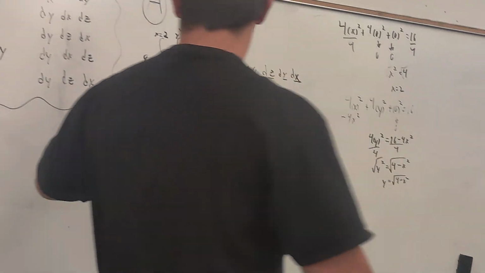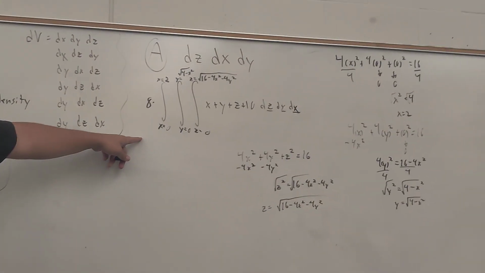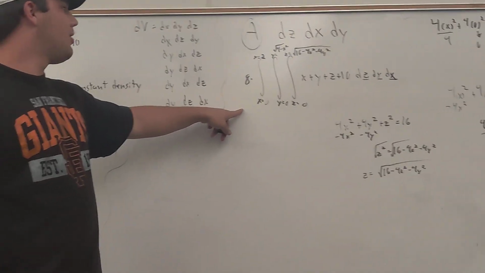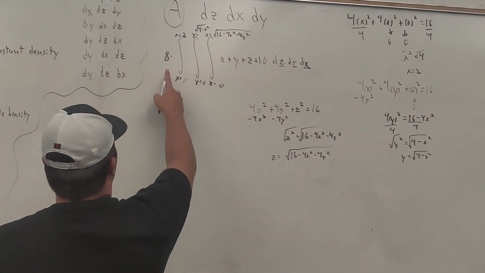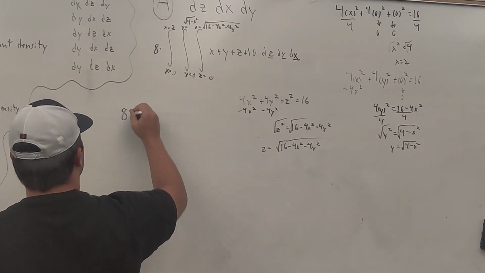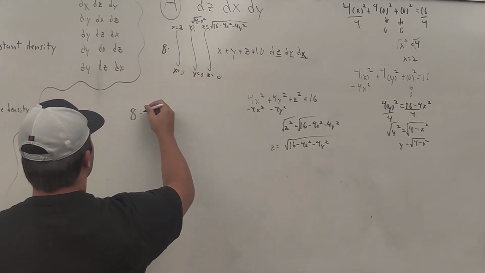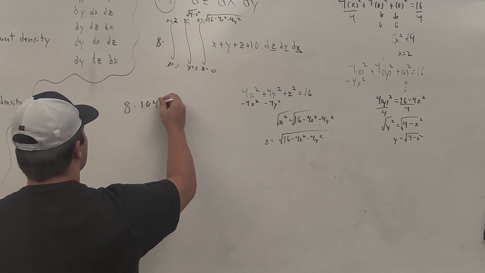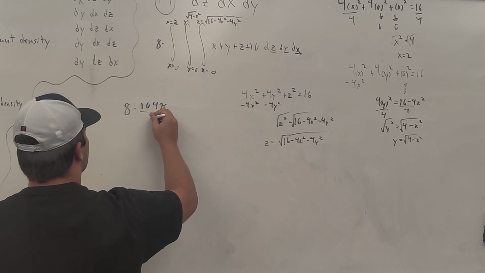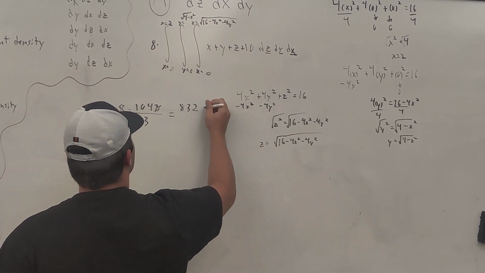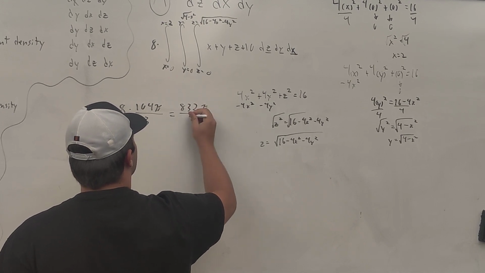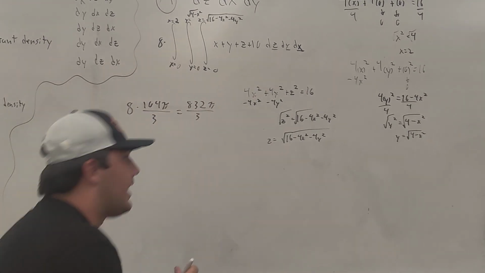From there, I actually go through most of it by hand, but not all of it. You plug into the calculator, and you'll get 8 times, and when you evaluate this, you'll get 104 pi over 3. So our final answer will be 832 pi over 3, and that's our volume.